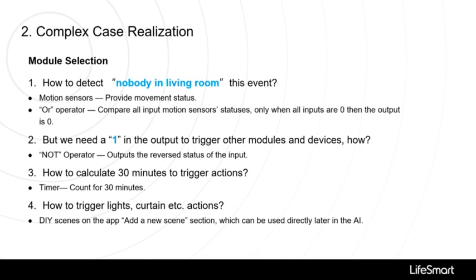And next, because we will need to count 30 minutes when no movement is detected in the living room, so that we can conclude that there is really no one in the living room. To count 30 minutes, we should use a timer block. The timer block can receive a trigger and start to count, and we just need to set 30 minutes as a condition, and then the output will be triggered if the 30 minutes has been met.